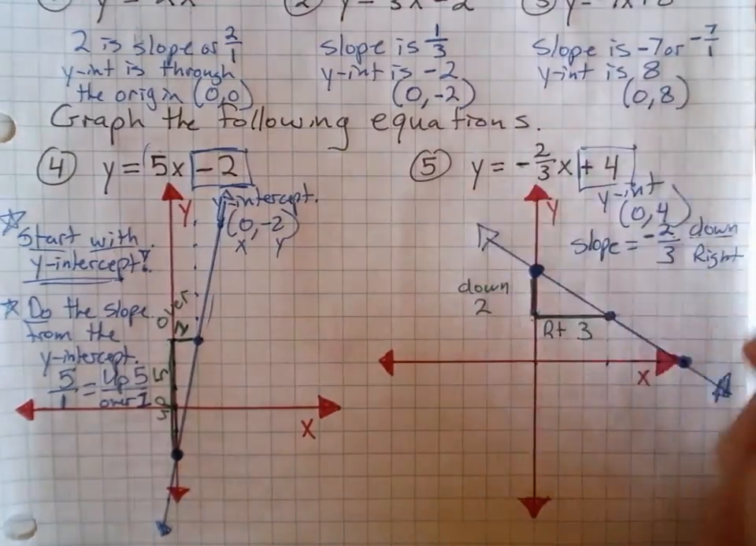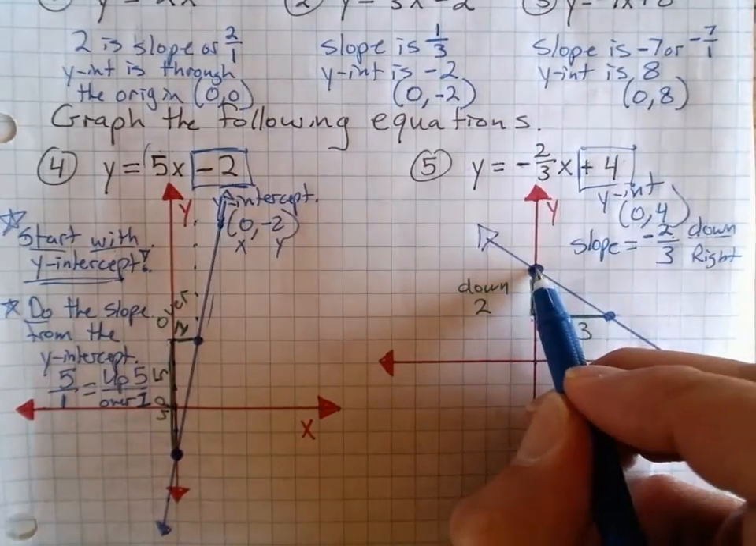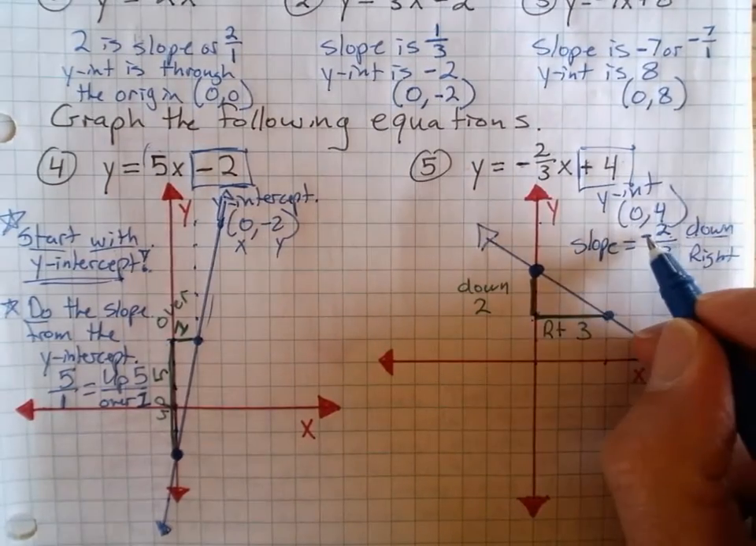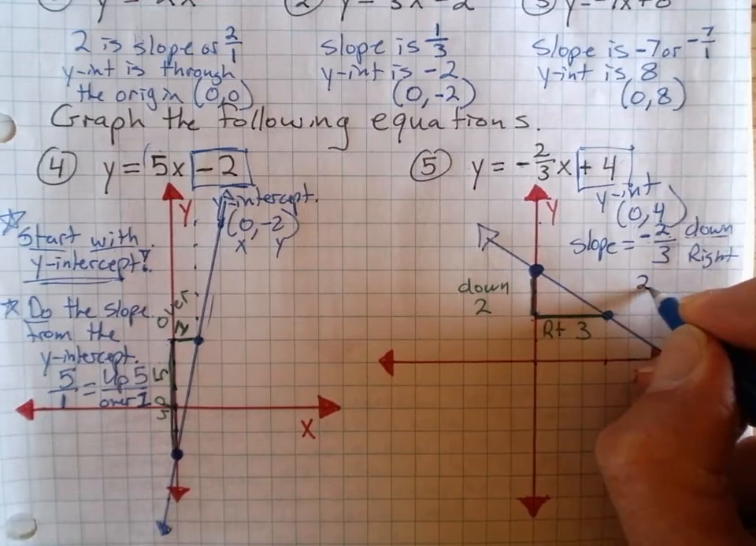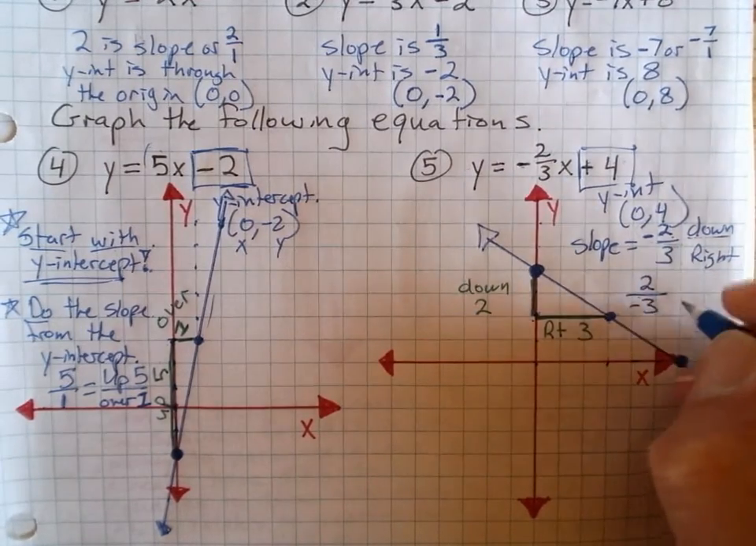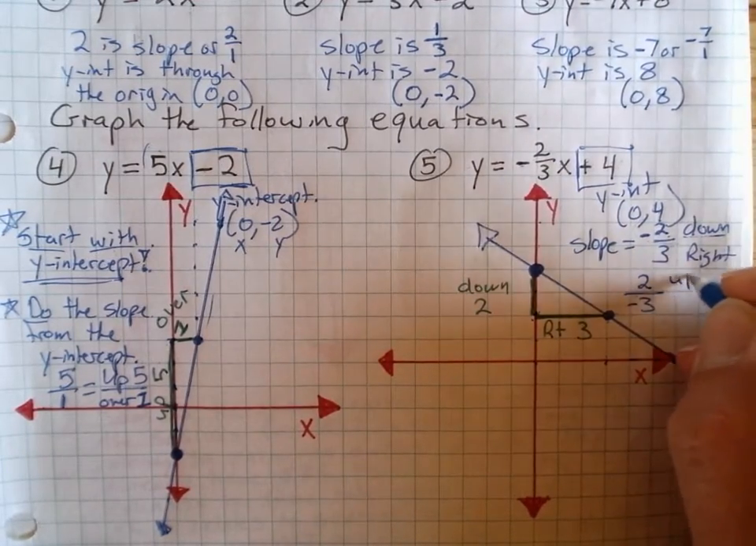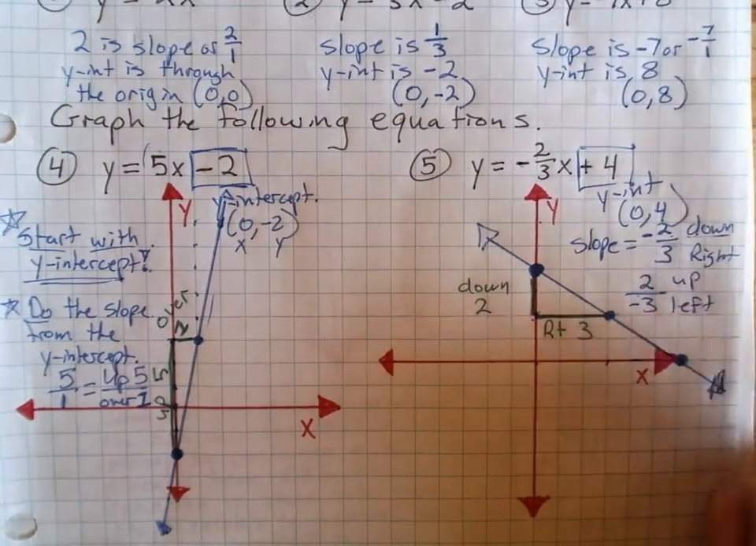Now, Mr. Mock, what if we put the negative on the 3? Could we go up 2, right? What if I did 2 and then -3? So what if the 2 was up and then left? Does that work still, right?